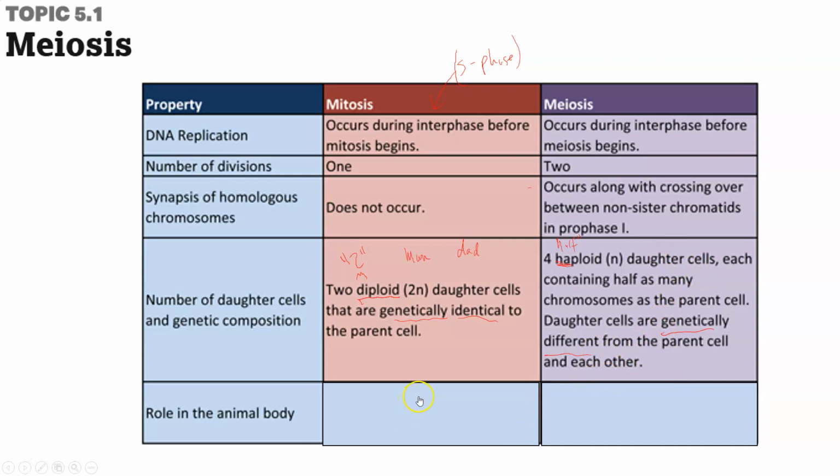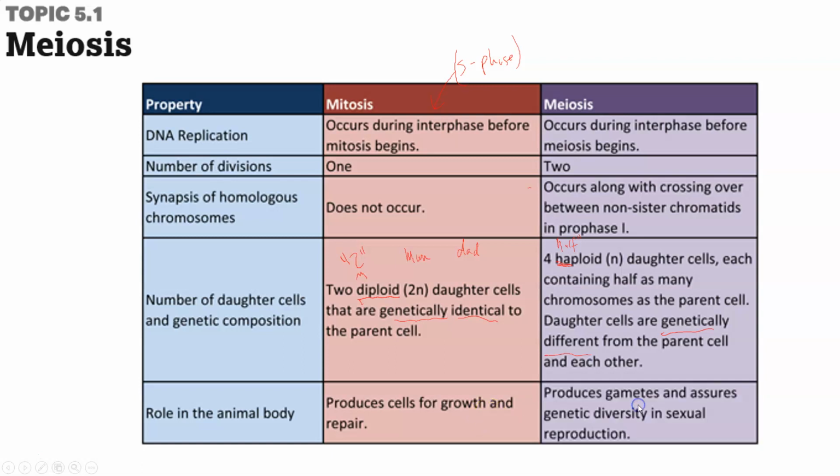Okay, role of mitosis in the body. This is something you should know. Produces cells for growth and repair, right? Mitosis, if you get a cut, mitosis is the process that is going to replace those cells. As you're growing, mitosis is the process that produces a larger and larger body. That is the purpose of mitosis, to divide and create identical cells.